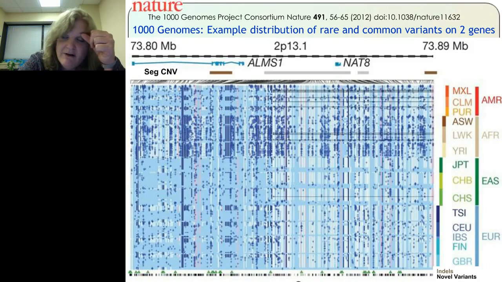We have the American Indian or American group at the top, then the African group below them, Eastern Asian, so that would be Japanese, Chinese, and Beijing, and I think Chinese in America. And then European, TSI would be Toscans or Tuscany, CEU or groups in Utah, Iberian, I think Finnish, and Great Britain. In African, we have Yoruban and African Americans in the Southwest, and I forget the LWK. And then we have Mexicans and other groups from America.